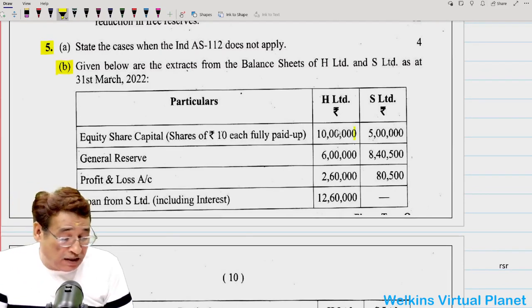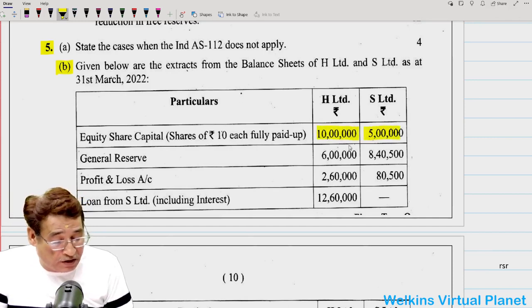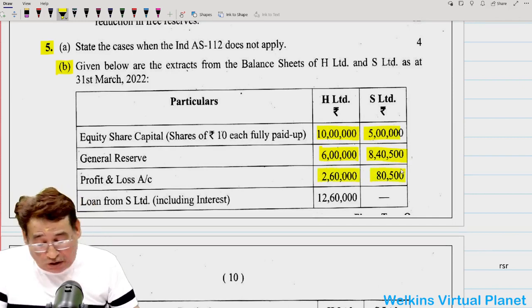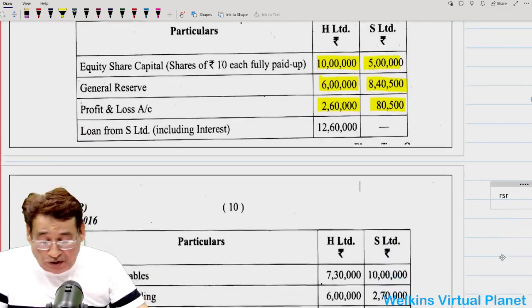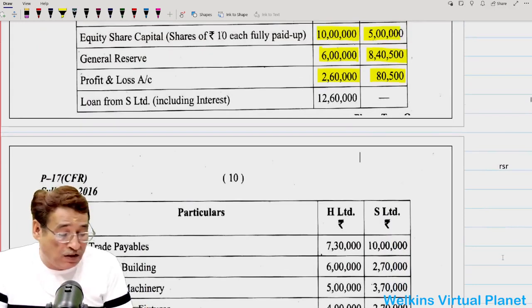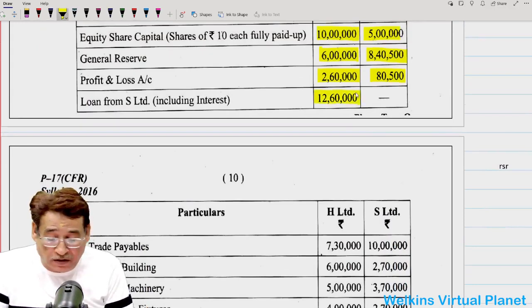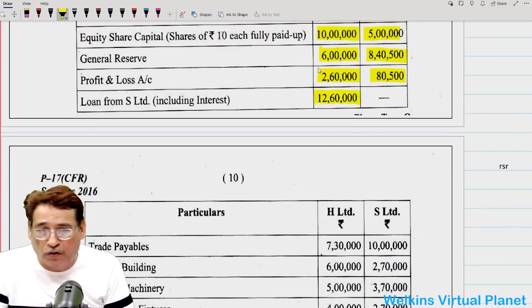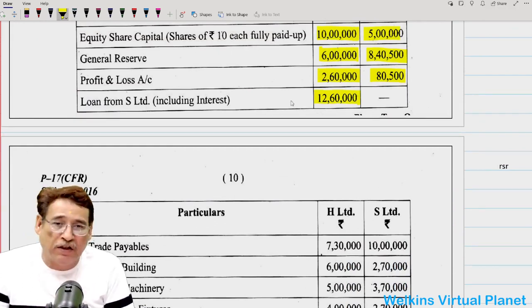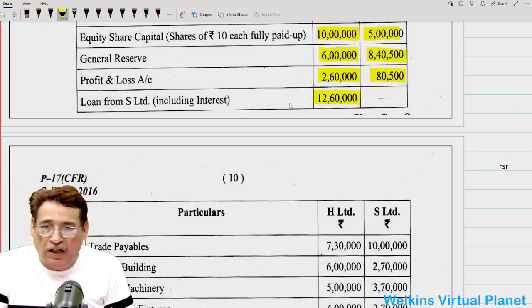And in the last session, we had seen that their share capital is this much, and general reserve of subsidiary company, and especially the profit and loss account of subsidiary company, you need to take into account. And this was the item regarding which I had a discussion, that holding company had taken a loan from subsidiary company and they have represented it at 12,60,000, whereas the amount of loan was actually 11,20,000. So 1,40,000 is the interest.